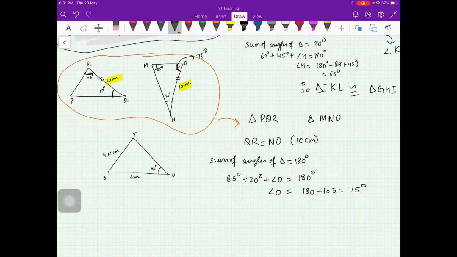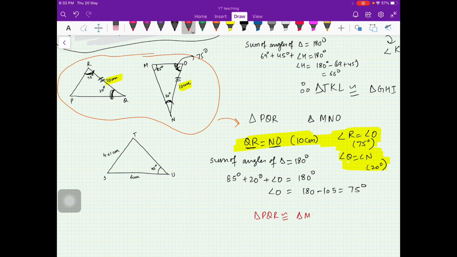Now clearly you can see that you have 75 degrees here, 75 degrees here, 20 degrees here, 20 degrees here, and the side between them is equal. So QR is equal to NO, and angle R is equal to angle O, each 75 degrees, and angle Q is equal to angle N, each 20 degrees. So by using these three, angle, side, angle, you have two angles equal and the side containing these two angles is equal. So triangle PQR is congruent to triangle MNO by angle, side, angle, or we write it as AAS, angle, angle, side.